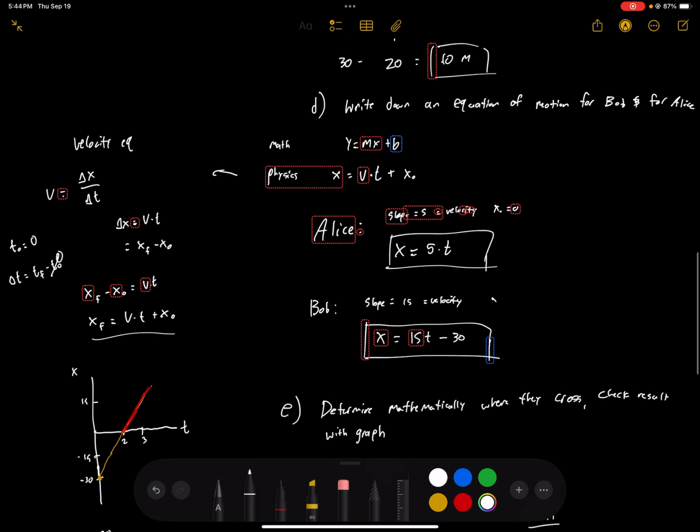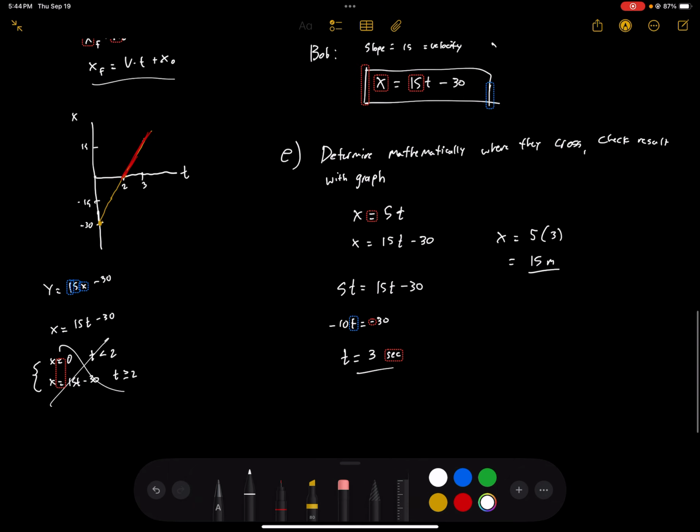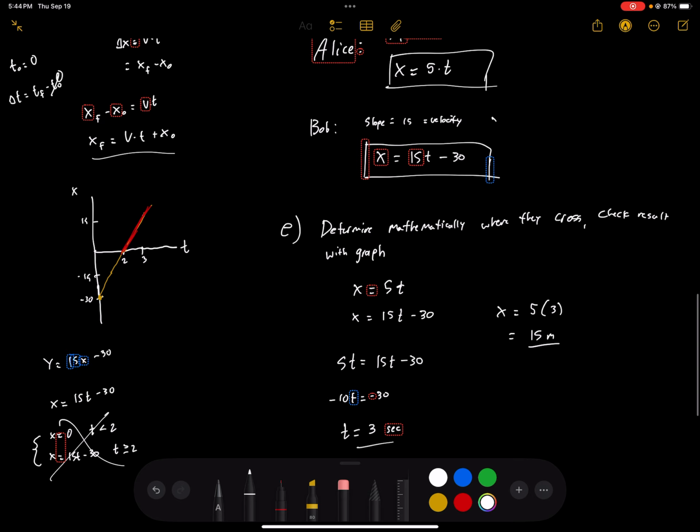All right, and so let me check the result with the graph. Do they meet at 15 meters at t equals 3 seconds? Yes, they do. Right, 15 meters, t equals 3. But I didn't even have to have a graph. I could have done that by having this system of equations.